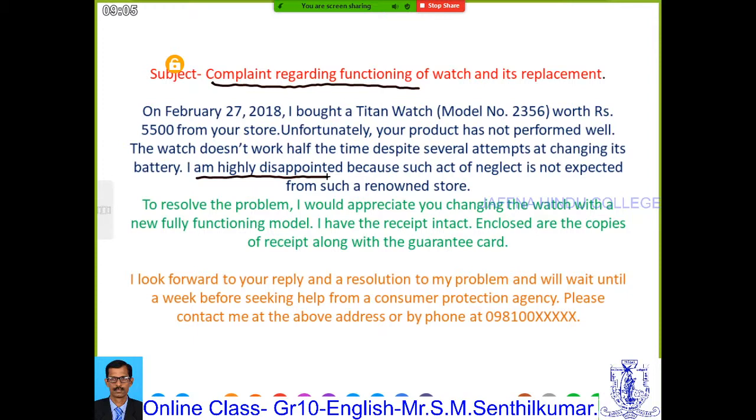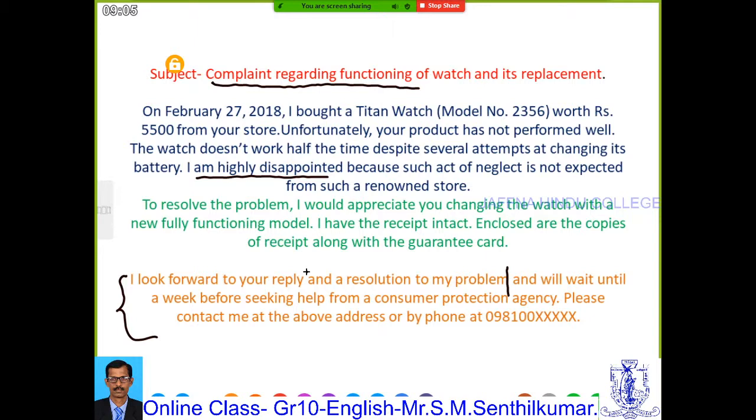I look forward, the complimentary clause, the finishing part. I look forward to your reply and resolution to my problem, and will wait a week before seeking help from your consumer protection agency. Please contact me at the above address or by phone. These are some such endings. You don't write like this; you stop it here. Like this: I look forward to your reply as early as possible. Is it okay, clear? I look forward to your reply as early as possible.